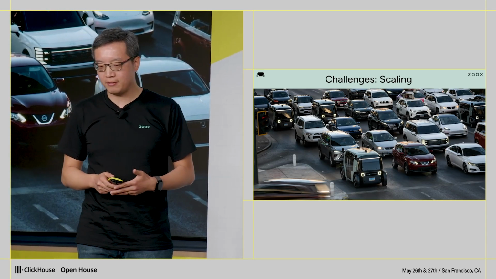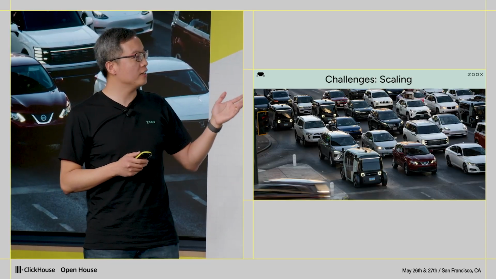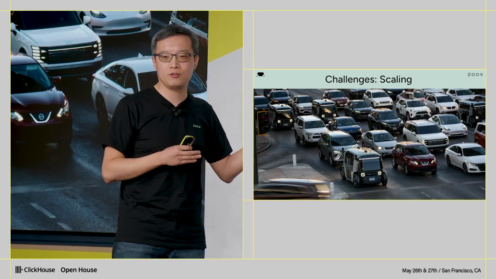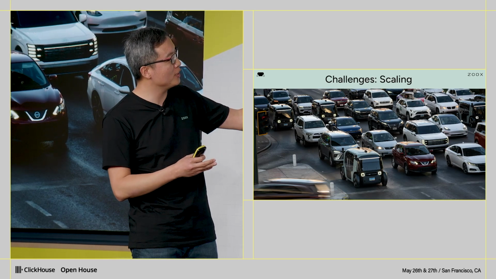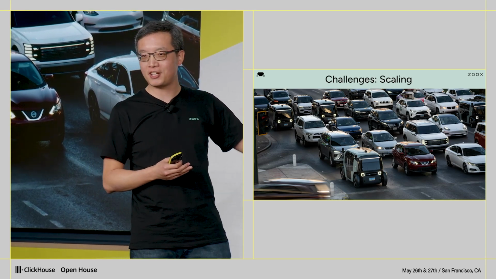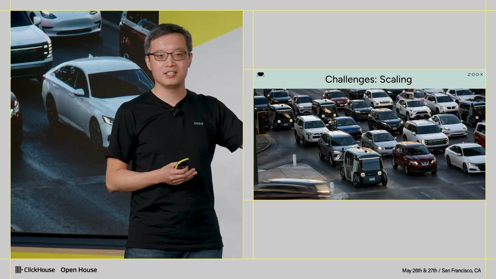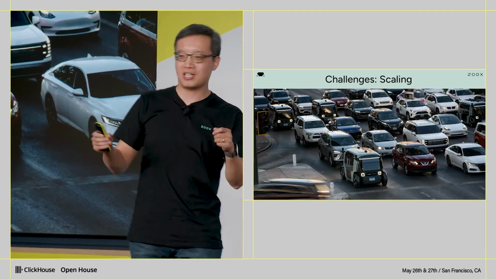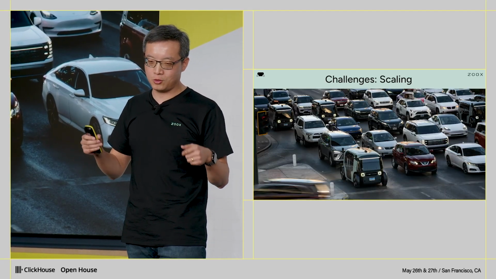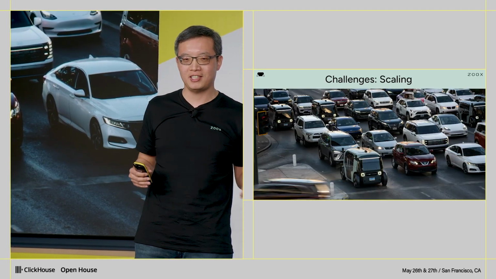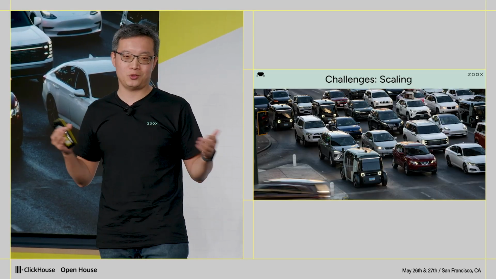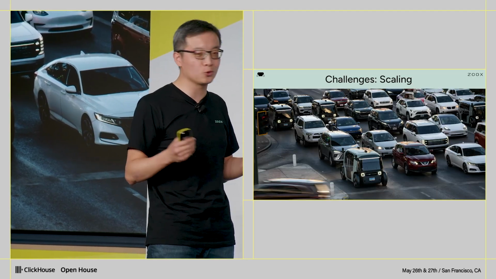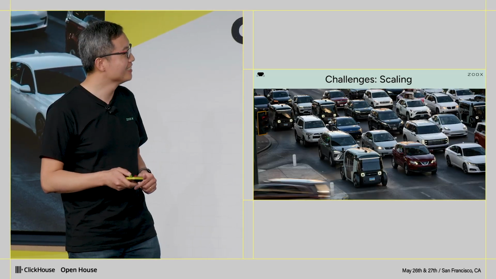So the challenge we have. This is actually a real picture taken in Las Vegas. As you can count, how many Zoox vehicles are in the picture? You can see there are 4 of them. Can you imagine, when you're driving there at the traffic light, you can see Zoox vehicles on the left and right? That is so cool and scary.